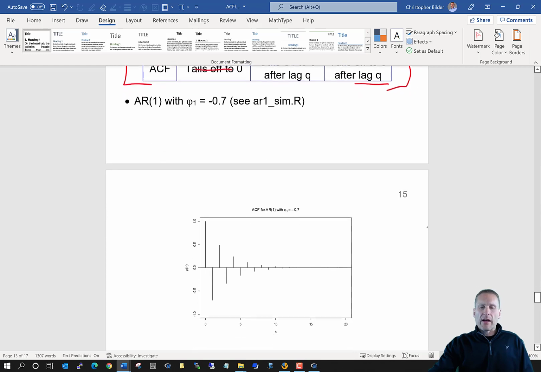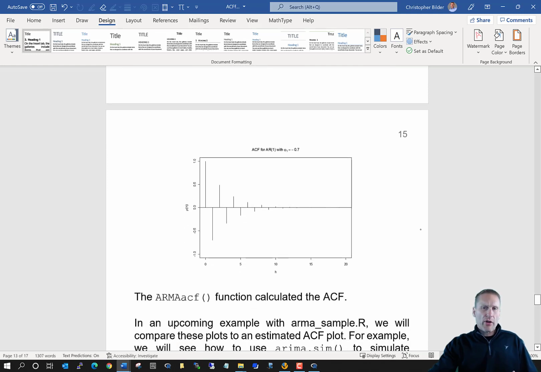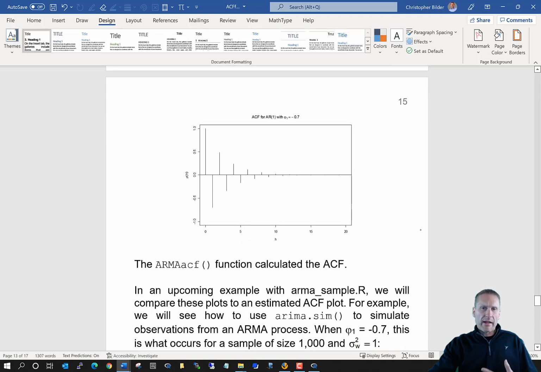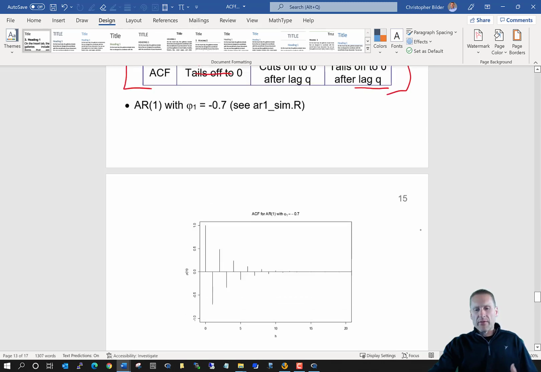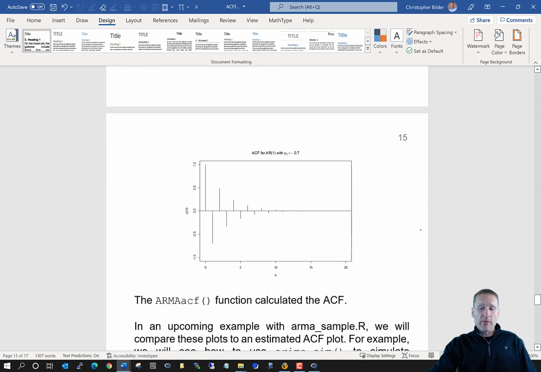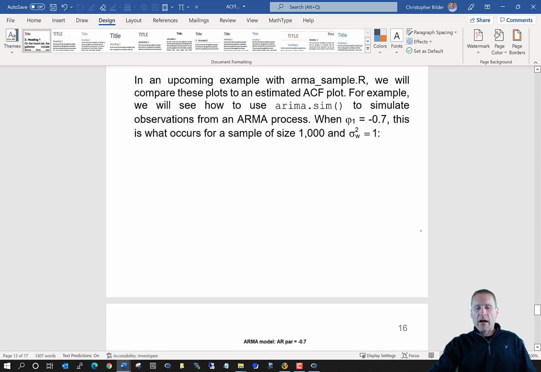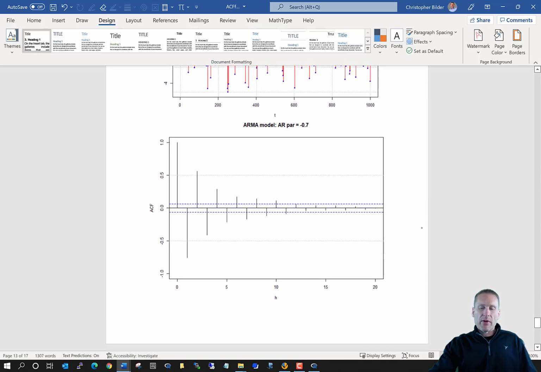So here's also a display of what the AR(1) model ACF looks like. And just to show you what can happen, suppose I actually use the arima.sim function to simulate data from this particular model, 1,000 observations. This is what it looks like. And if I were to calculate the estimated ACF, you can see it follows the exact same pattern.